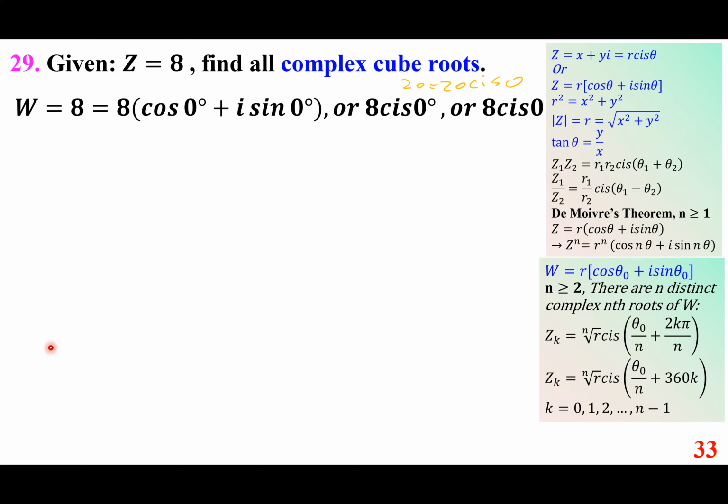All right. And so we're going to go with that. And so we want the cube root. So n is 3. So n is 3, everybody. And theta sub 0 happens to be 0.